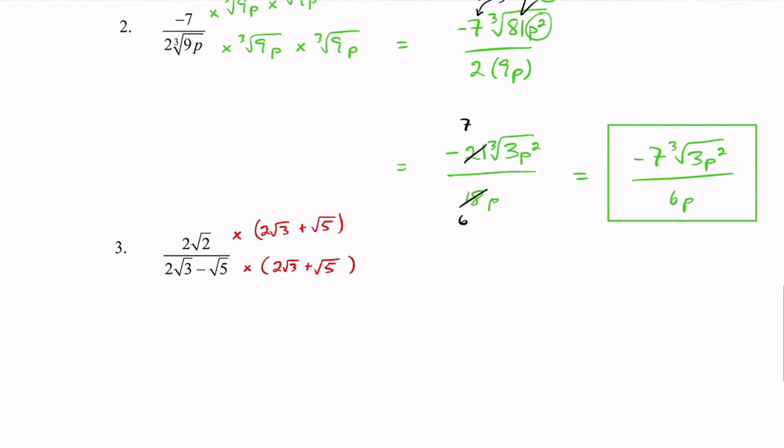So when I do that multiplication, let's do the numerator first. I'm going to have a 2 root 2 times a 2 root 3. So 2 times 2 is 4. And then the radicands inside, 2 times 3 is equal to 6. Okay, and then plus 2 root 2 times a root 5. So there's only a 2 out front. And then inside the radical, 2 times 5 is a 10. So that's for our numerator.